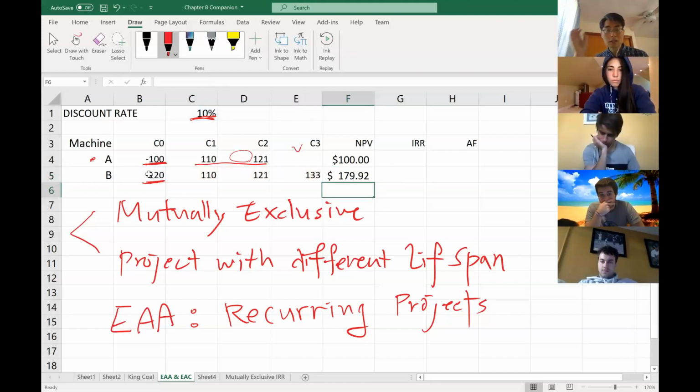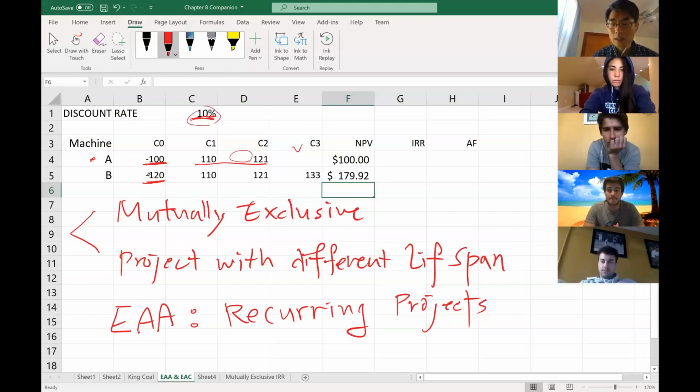So you can see that the net present value of machine B is greater than the net present value of machine A, right? But this works if we assume that this is just a one-shot project, and after the project is over, any kind of proceeds from the project will be reinvested at the rate of 10%, right? But if there is a possibility that these projects can be repeated, right?